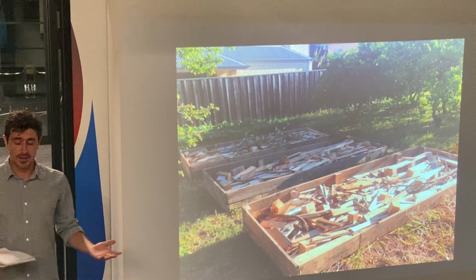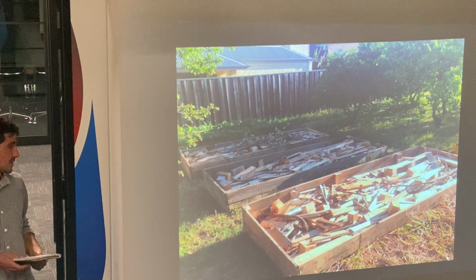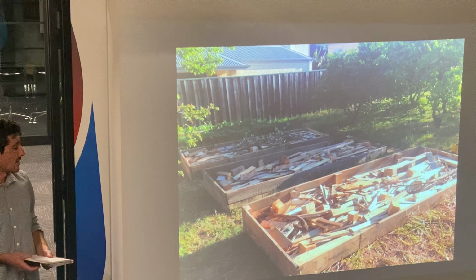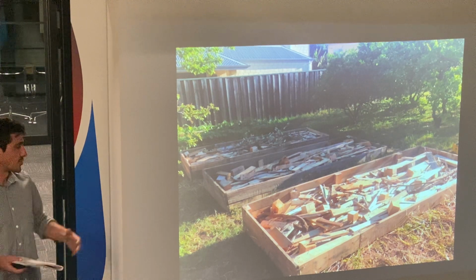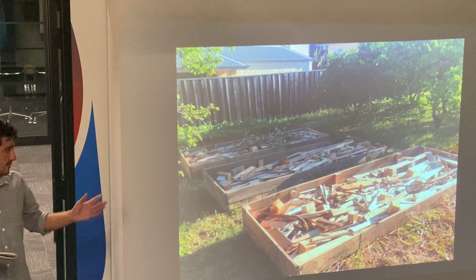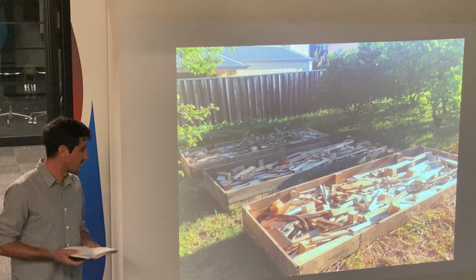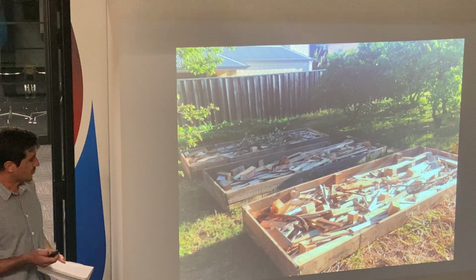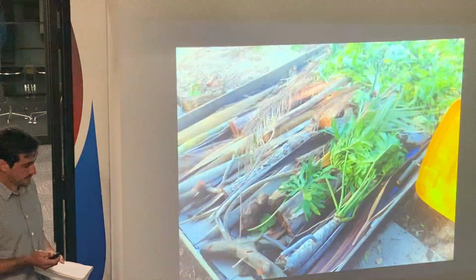It could be compostable plastic, if it was good compostable plastic. It could be loofah sponge. It could be various different things. So that's the first step of creating this layer.